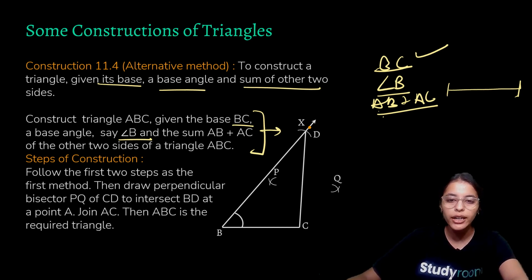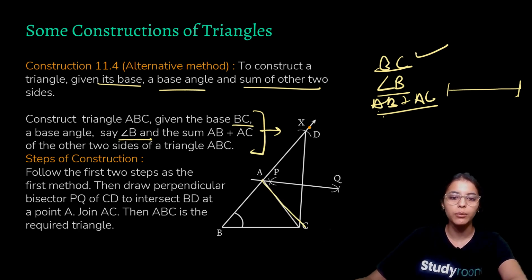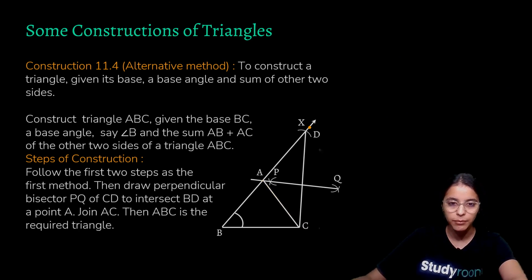Now let us join Q and P and extend the line such that it intersects BX. The point where PQ, that is the perpendicular bisector of CD, intersects the line BD will be A. And now we'll just join A to C to complete the triangle. And this would be our triangle ABC.